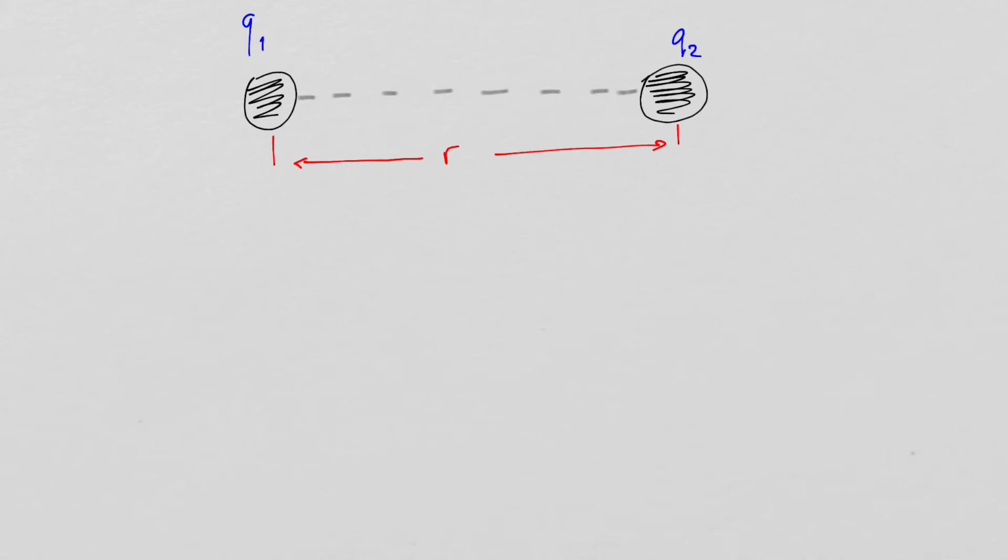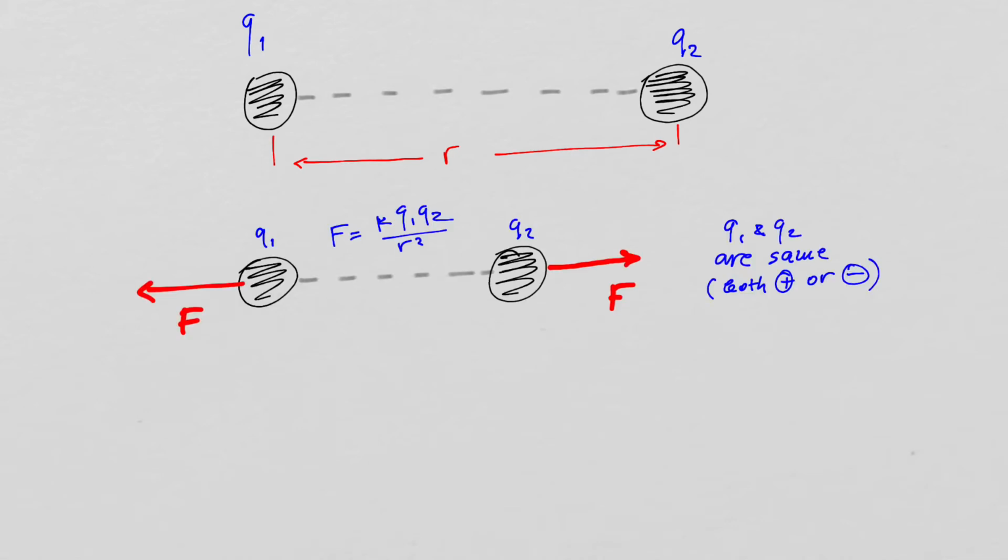the two charges being the same. So the two charges Q1 and Q2 are the same. Either both are positive or both are negative charges. So then, since we know that like charges repel, the electric force will point away from the opposing charge.